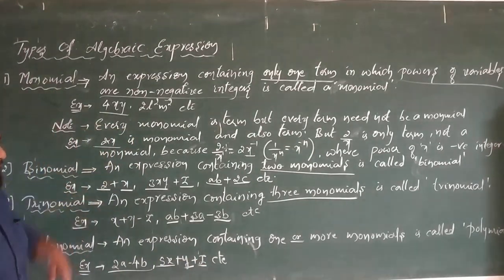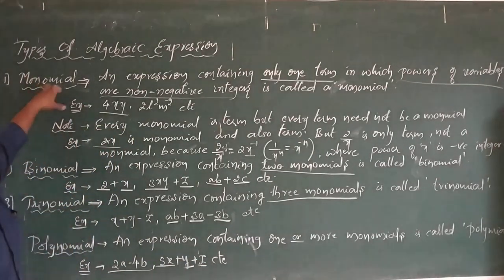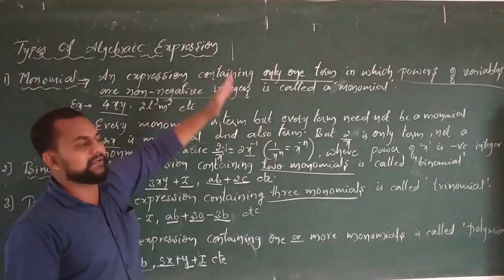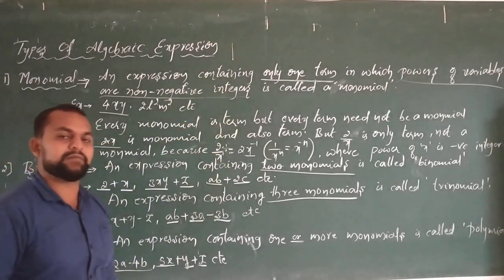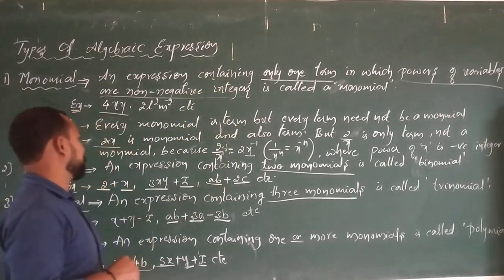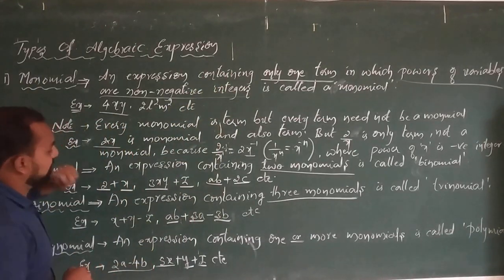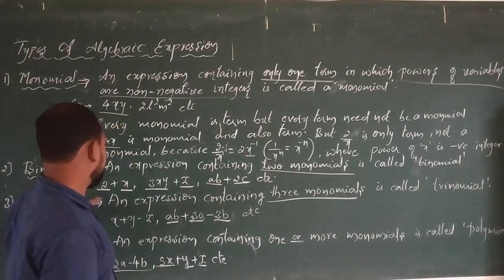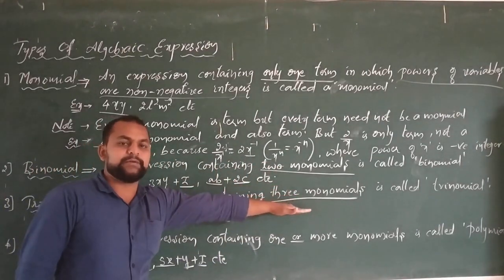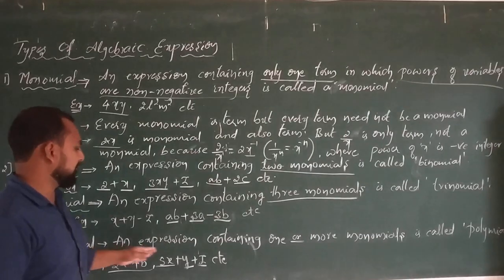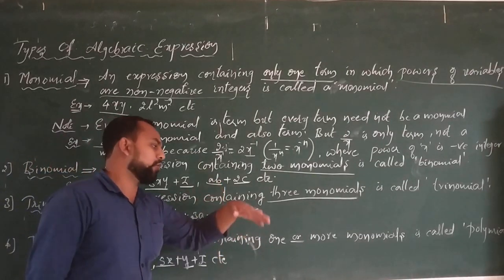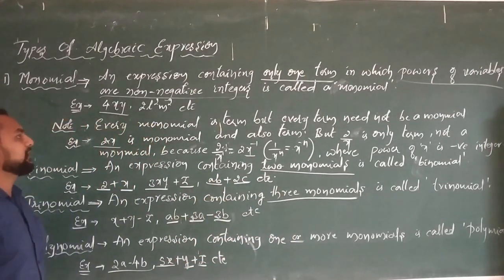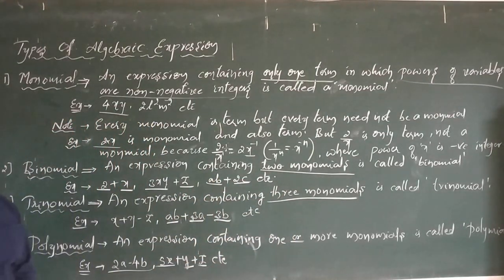Then these are the types of expressions. A monomial contains only one term, where the power of the variable is a non-negative integer. A binomial contains only two terms or two monomials. A trinomial contains three monomials or three terms, and a polynomial contains one or more monomials. Okay, so these are the types of algebraic expression.